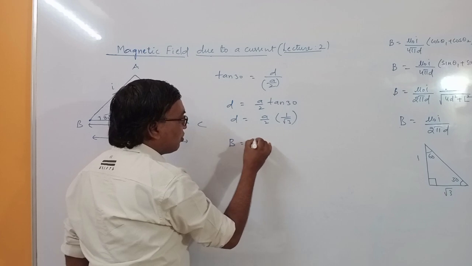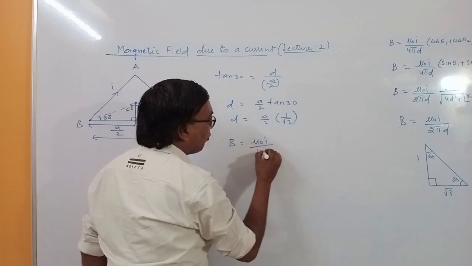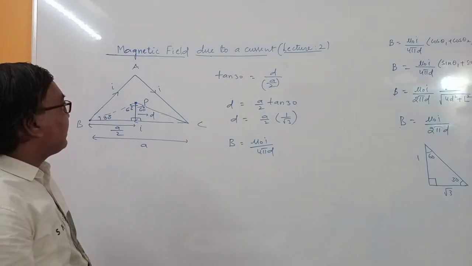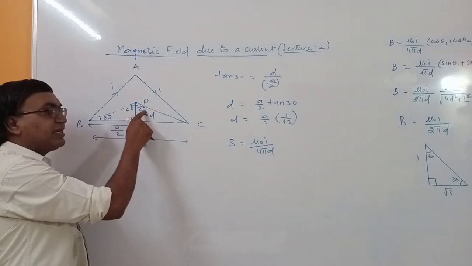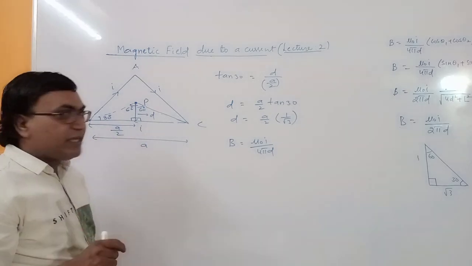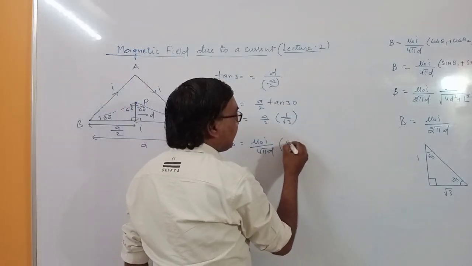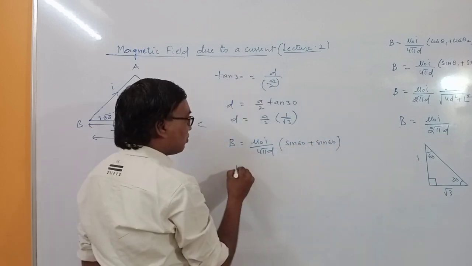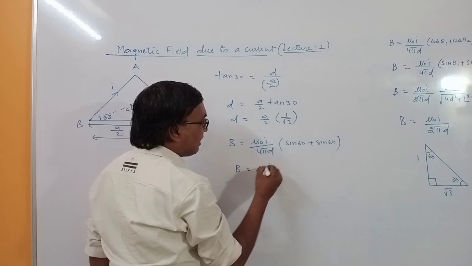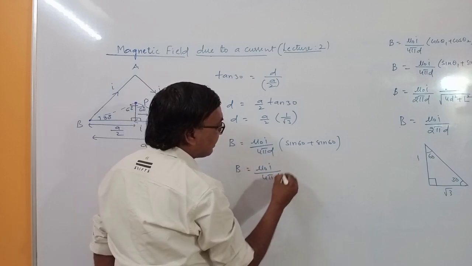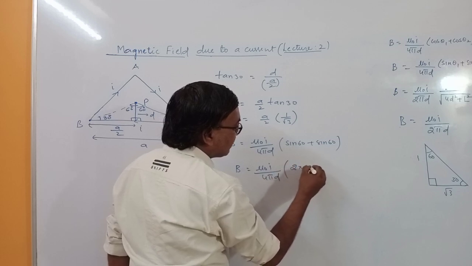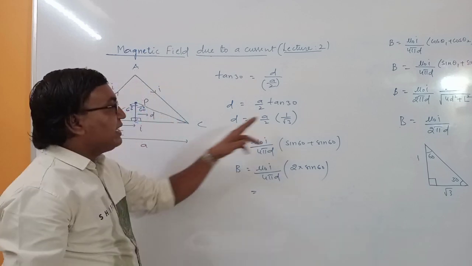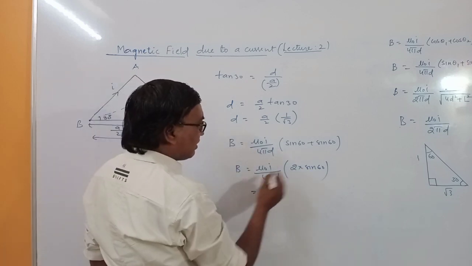B is equal to mu naught I upon 4 pi D into sin theta 1 plus sin theta 2. So sin theta 1 is sin 60 degrees, sin theta 2 is also sin 60. So B will be equal to mu naught I by 4 pi D into 2 into sin 60. So we'll replace the value of D and the value of sin 60.